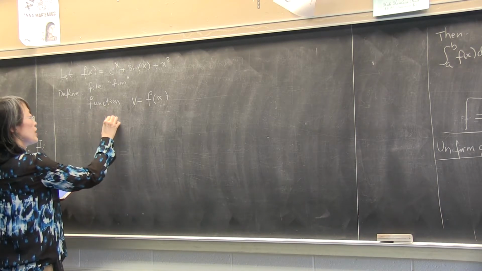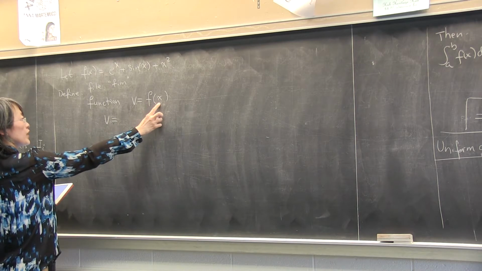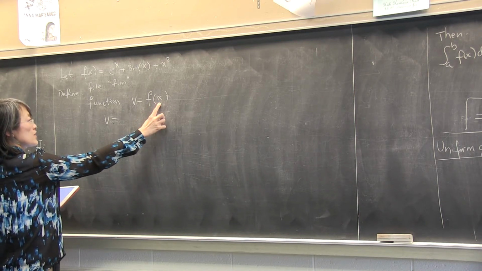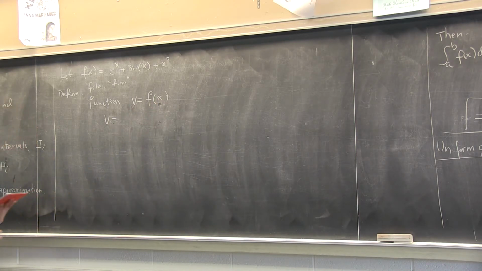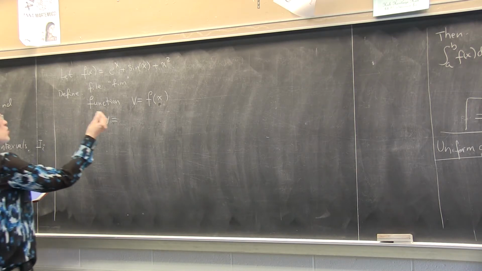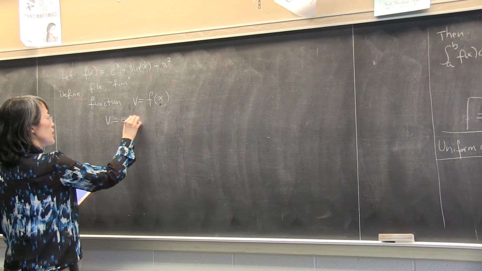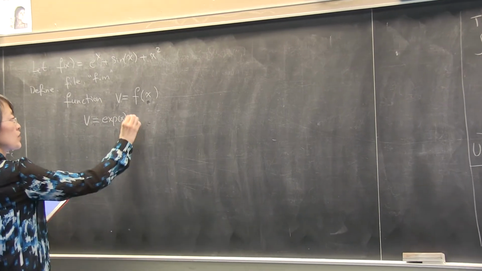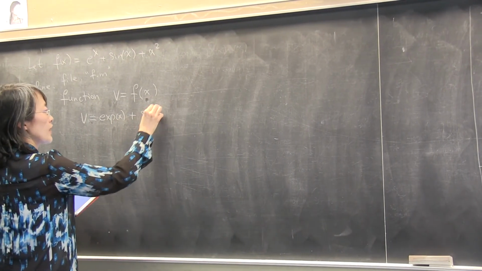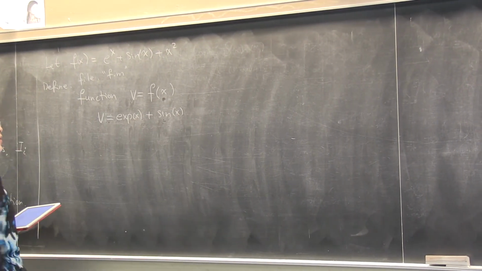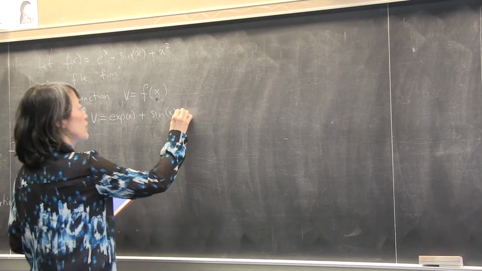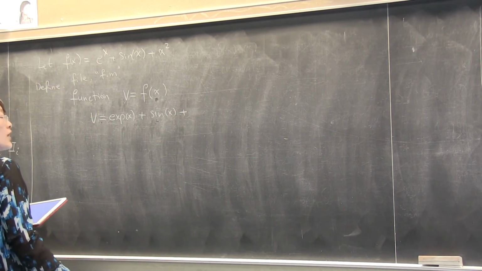Okay, now I want you to define it such that x can be sent in as a vector and it returns v as a vector. So you will write exp of x, the exponential of x, plus sine of x. Those two are predefined in MATLAB. They can handle vector inputs. And plus x squared.